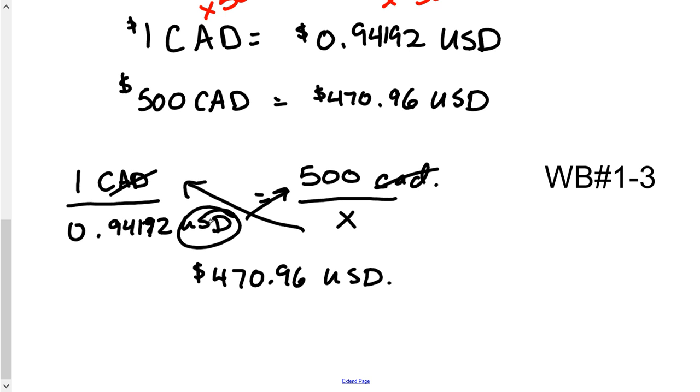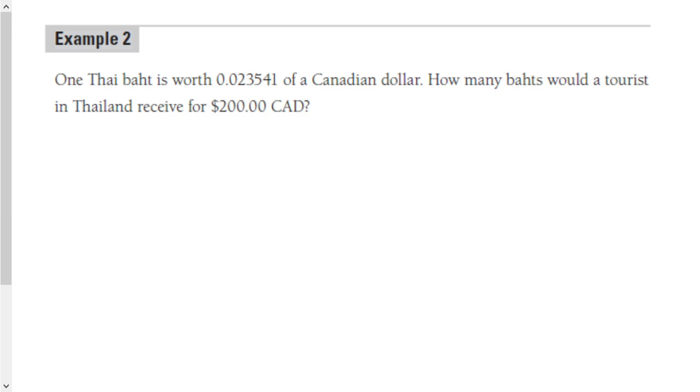Okay, let's look. 1 Thai baht is worth 0.023541 of a Canadian dollar. How many bahts would a tourist in Thailand receive for 200 Canadian dollars? All right, so we got some information that's important. So let's try this. We have 1 baht. Oop, that is definitely not the symbol for baht.